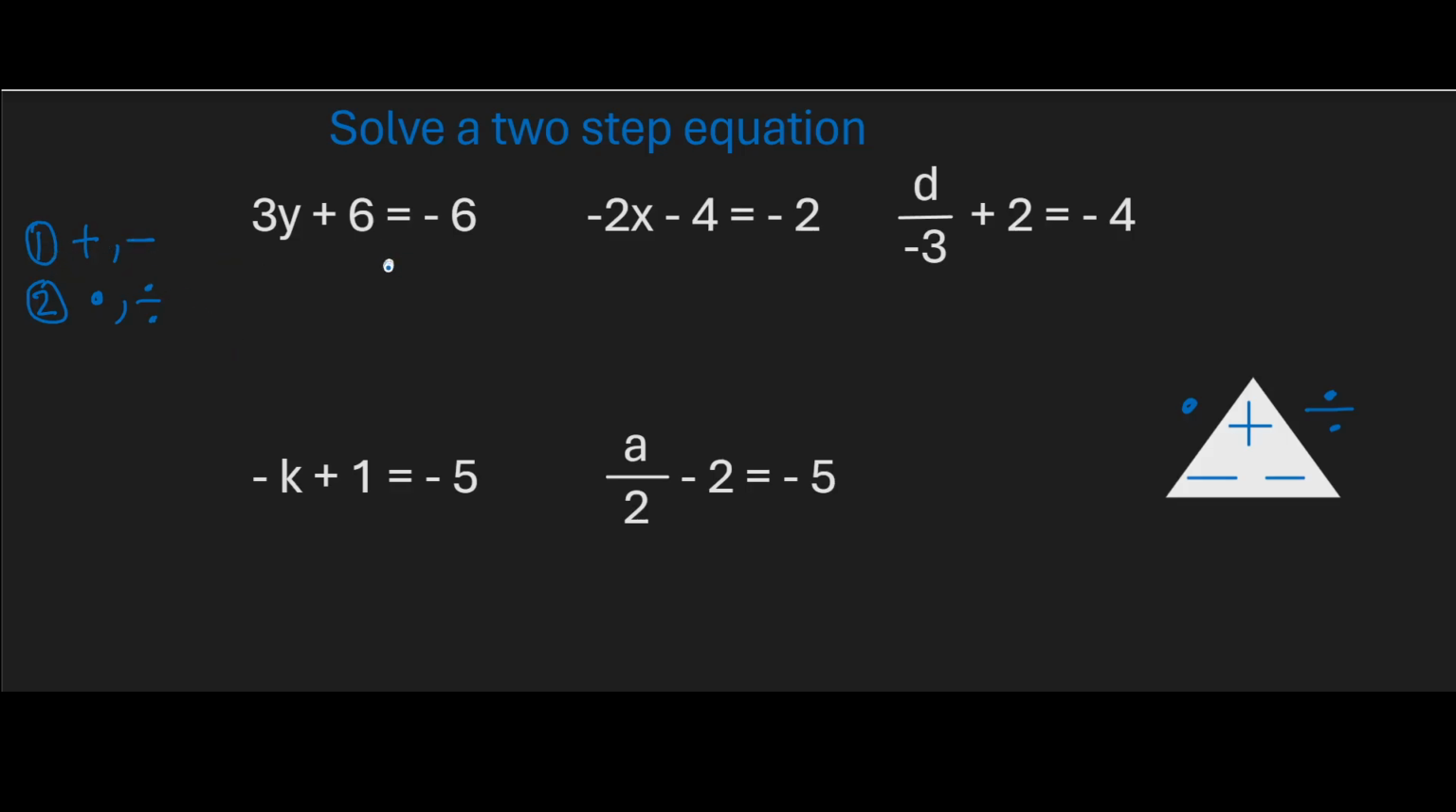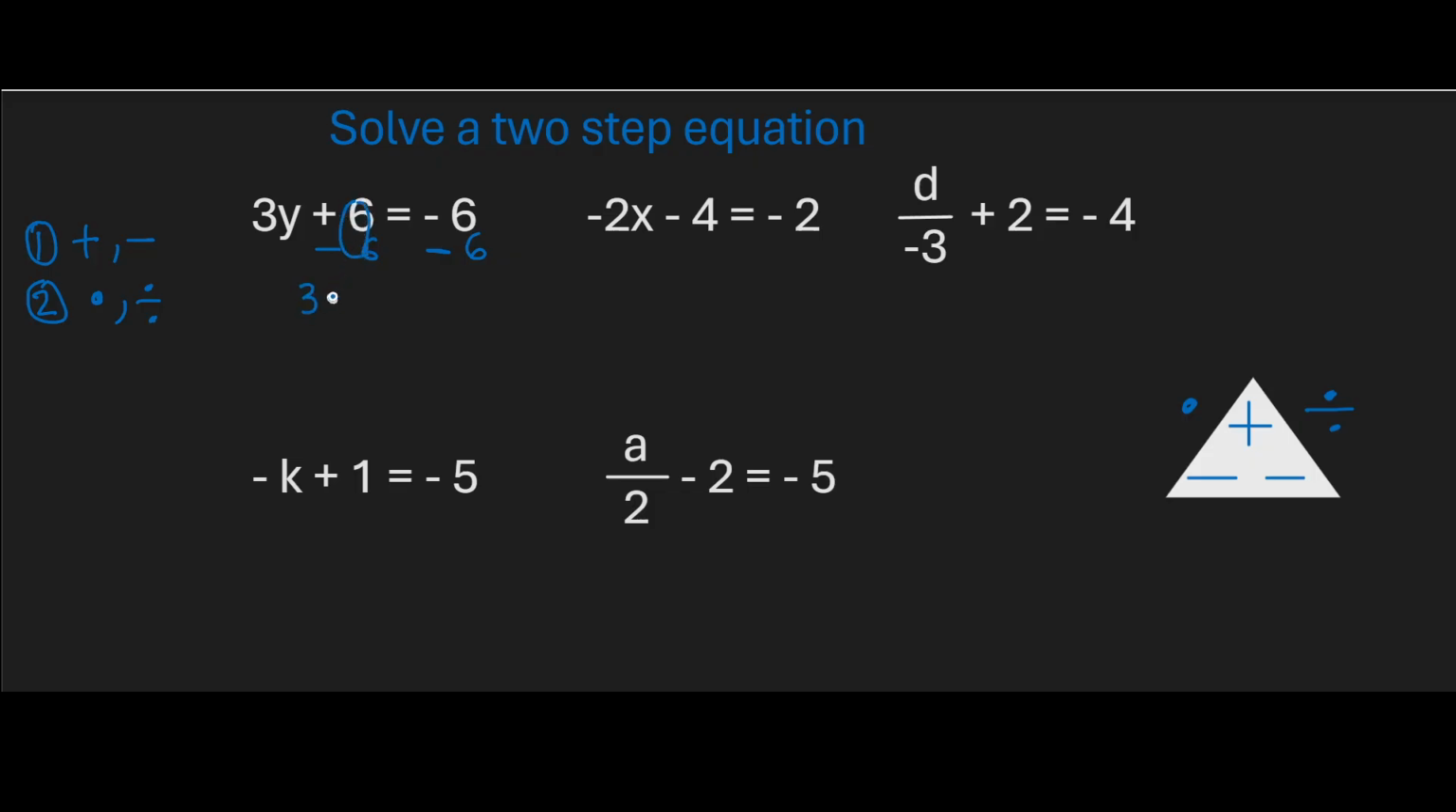You're always going to do the opposite. In this case, we're adding 6, and the opposite of adding is subtracting. So I'm going to be subtracting 6. Whatever you do to one side of the equal sign, you do to the other side, subtracting 6. Adding positive and negative 6, that is going to be 0.